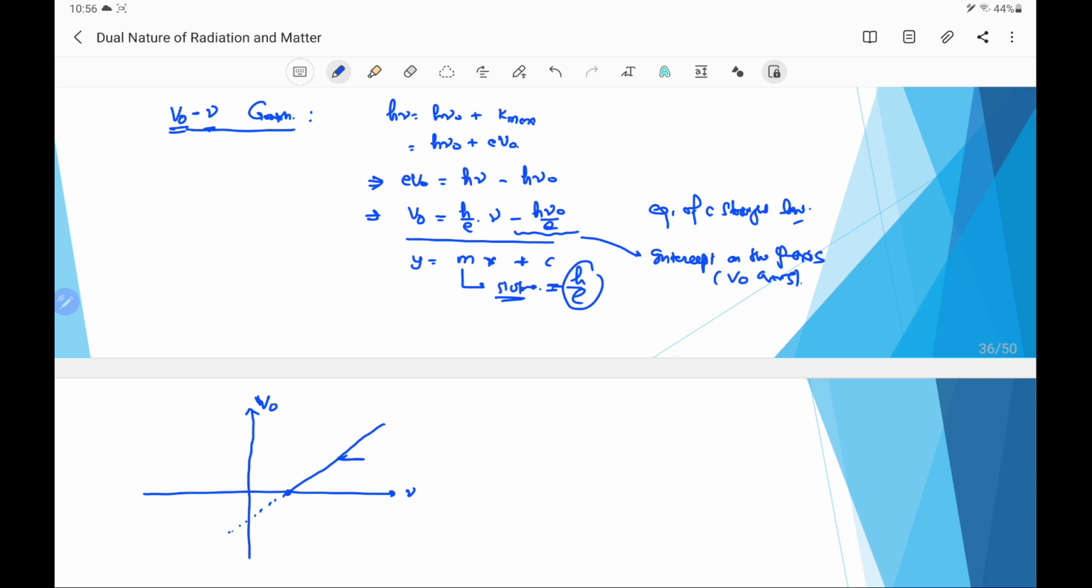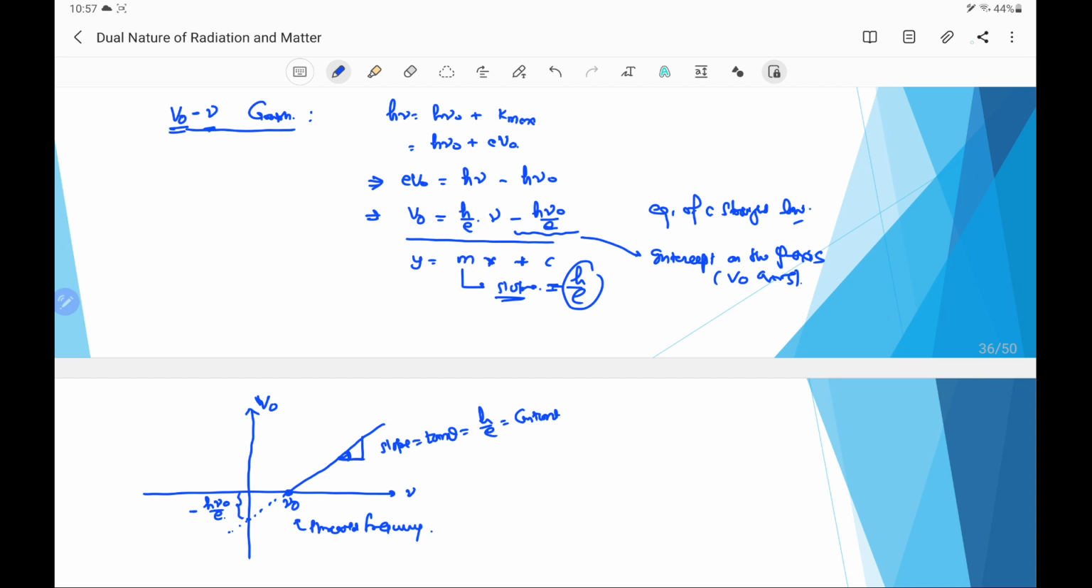This graph has the slope tan theta equal to h by e. This is a constant. And the intercept on the y-axis is minus h nu naught by e. The frequency at which the stopping potential is 0 is called nu naught. This is the threshold frequency. If the frequency is greater than nu naught, then only the photoelectrons are emitted. If the frequency is less than nu naught, there will be no emission of photoelectrons, so no photocurrent.